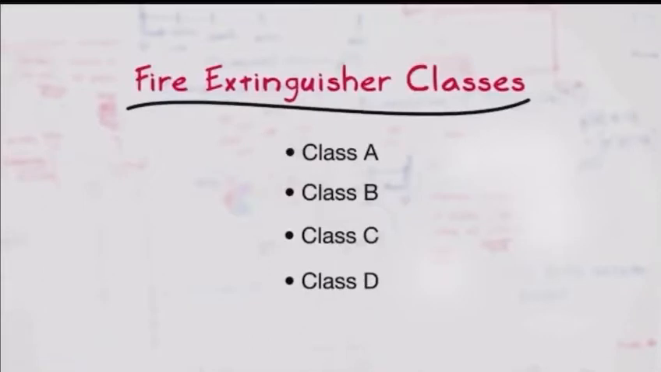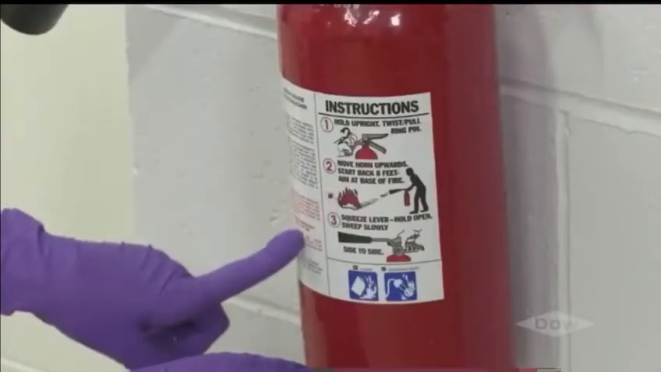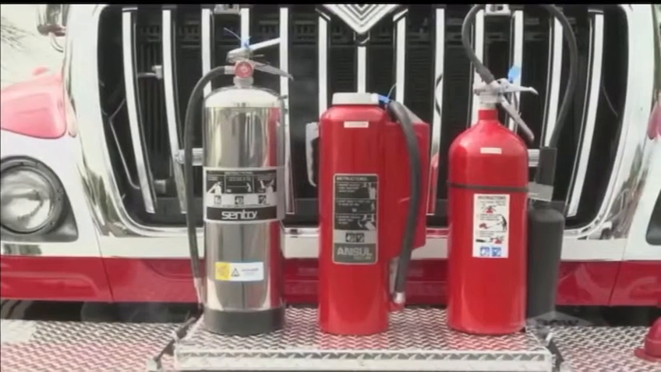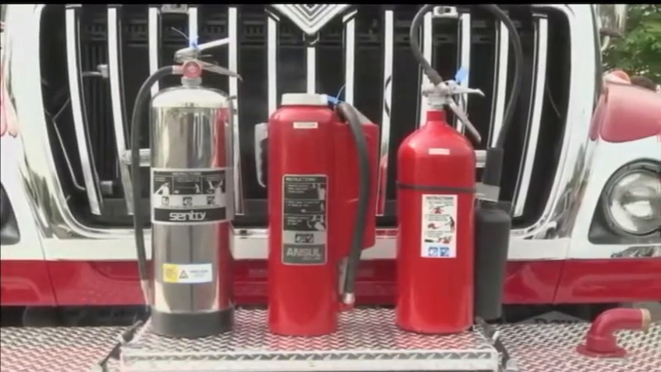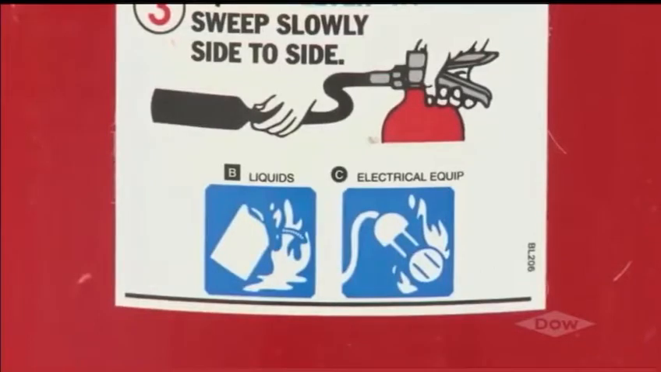So which fire extinguisher should you use? Read and look. Always read the label on the fire extinguisher to determine what class of fire it can be used on. You can also look at the fire extinguisher. Water fire extinguishers are silver. All other types are red. Let's explore with Valentina the different classes of fires and which fire extinguishers are best for each.